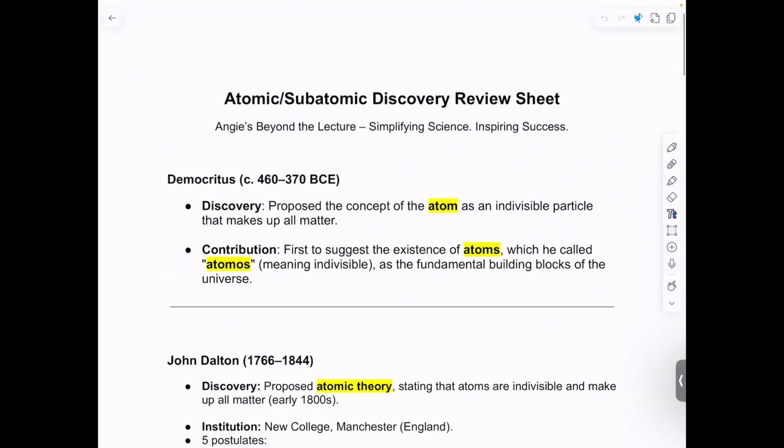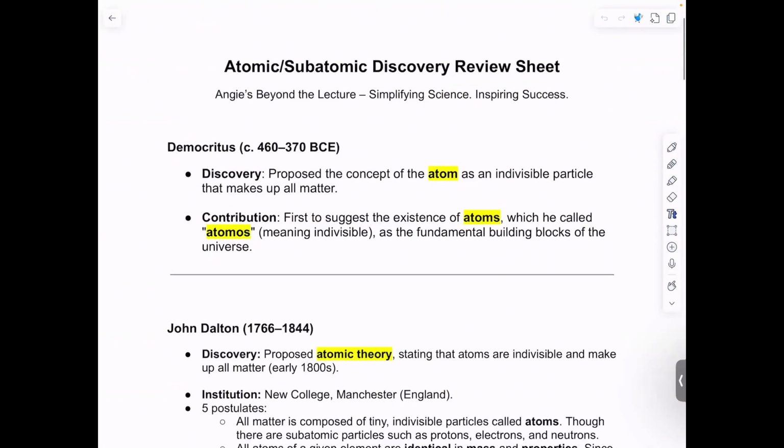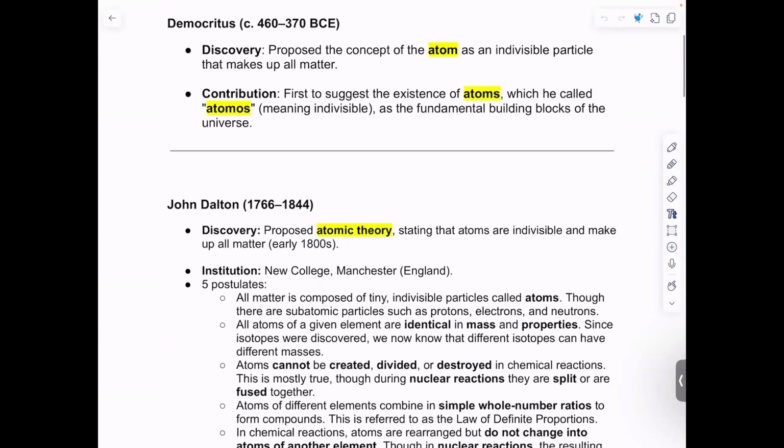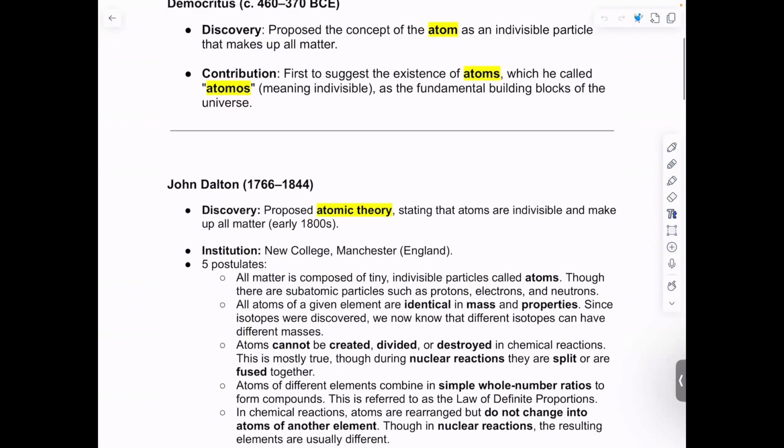So going forward, the first person we typically talk about, like 95% of the time, is Democritus. He was a Greek philosopher and scientist, and he proposed the concept of an atom, which is simply the smallest particle that we have. We call them atomos, which means indivisible in Greek. That's a question I've seen: who is the Greek philosopher or scientist who proposed atoms? You would say Democritus, of course.